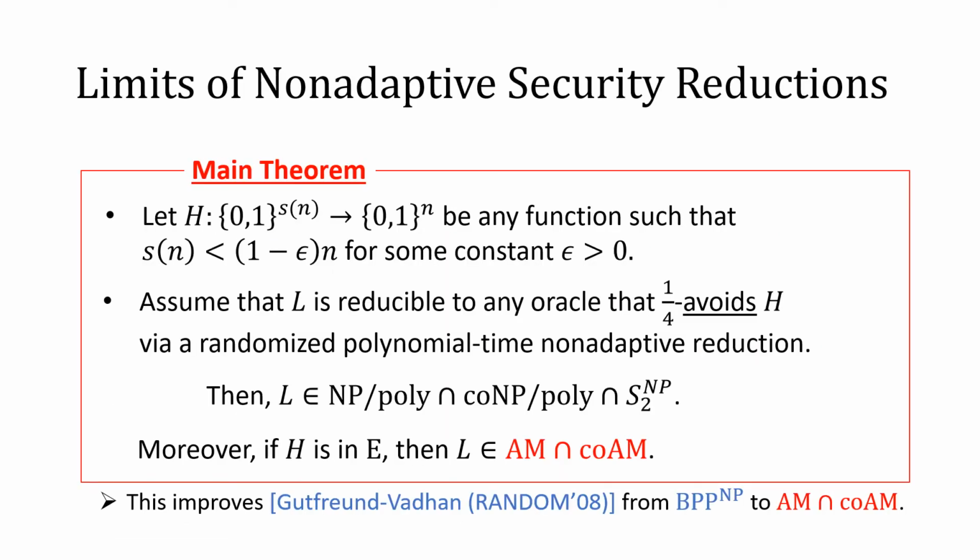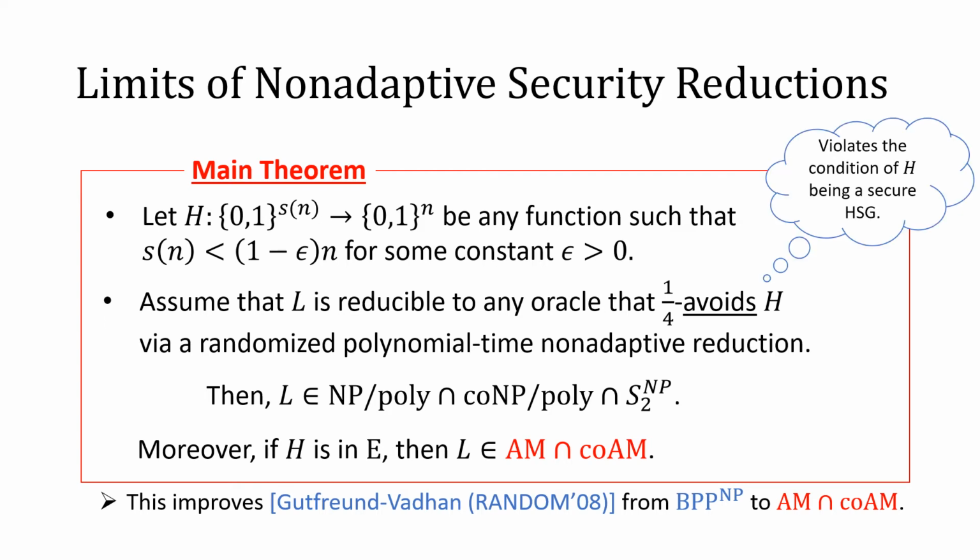More generally, we can prove the following theorem. Let's take any function H which extends its seed by at least a constant fraction. And let's also assume that there is a reduction from L to any oracle that avoids H via a randomized polynomial time nonadaptive reduction. Here we say that the oracle avoids a hitting set generator if it violates the condition of H being a secure hitting set generator.